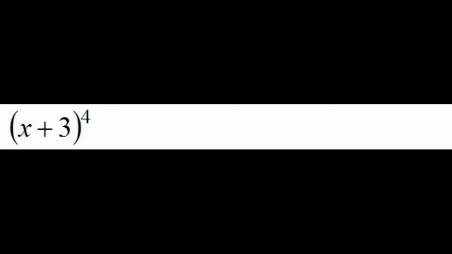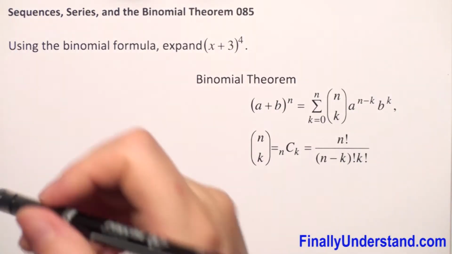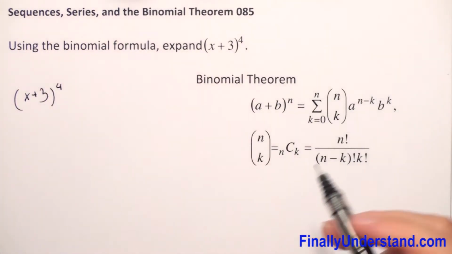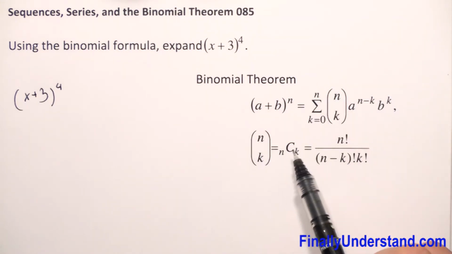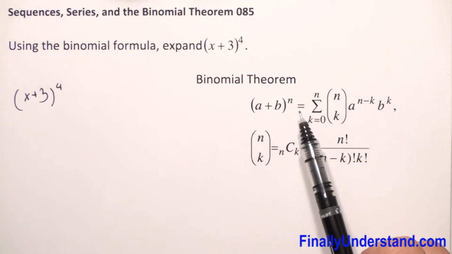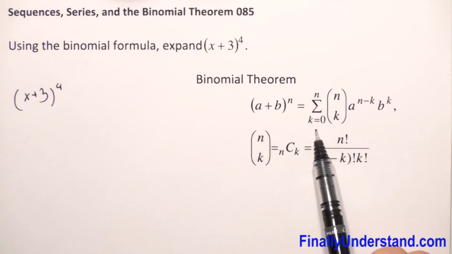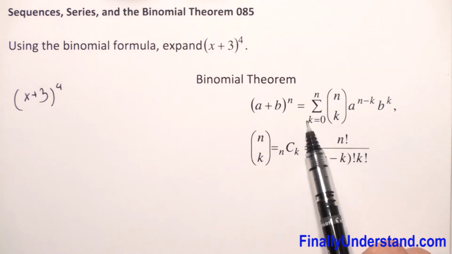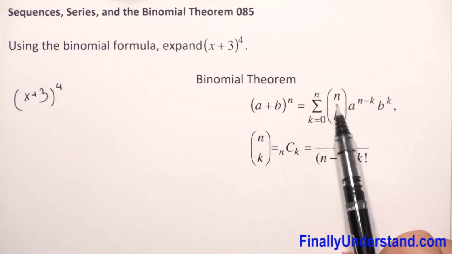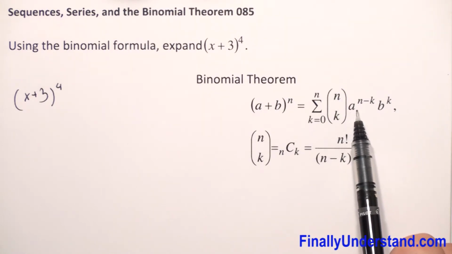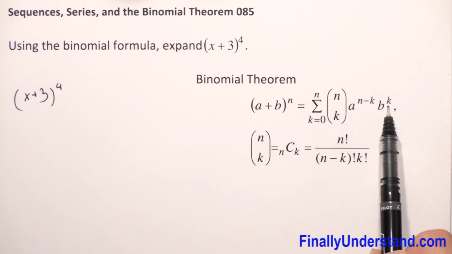You have to use the binomial formula and expand (x + 3) to the 4th power. So we have (x + 3)^4. In the binomial theorem, when we have (a + b)^n, we can rewrite it as the sum from k equals 0 to n, where n is our exponent, of n choose k times a to the power n minus k, times b to the power k.